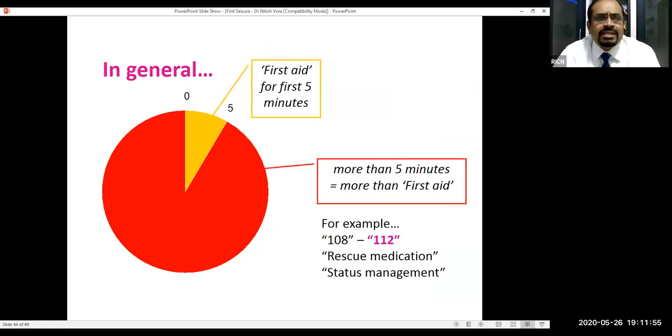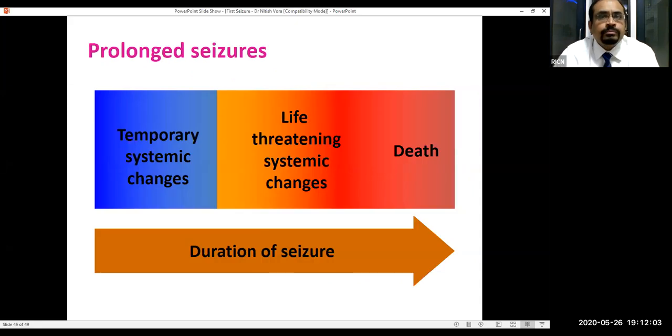The first 5 minutes are first aid, but beyond 5 minutes, wherever you are, depending on the child, call the ambulance or use the rescue medication or start status management. Initially there are temporary systemic changes from the brain and body, but as time passes, you have life-threatening systemic changes and eventual death. So you want to make sure you hit early, hit hard.